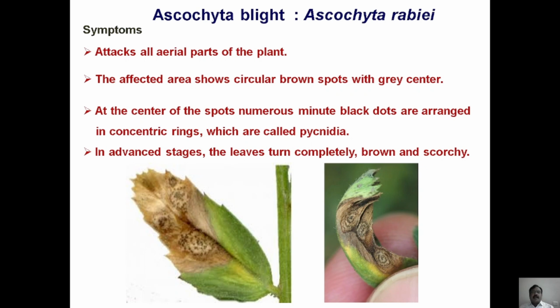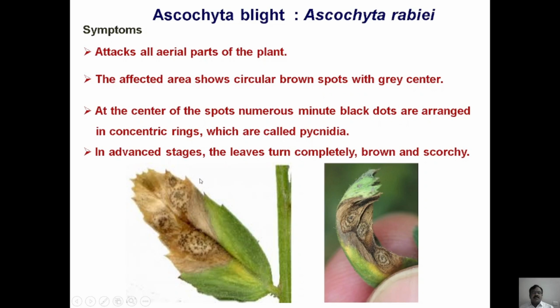The Ascochyta blight, which is caused by Ascochyta rabiei, attacks all the aerial parts of the plants. The affected areas show circular brown spots with grey center. At the center, there would be numerous black minute dots, which represent pycnidia of the fungi. The pycnidia are arranged in a concentric circle.